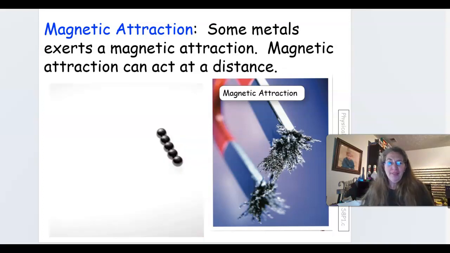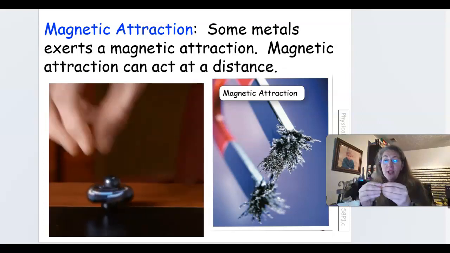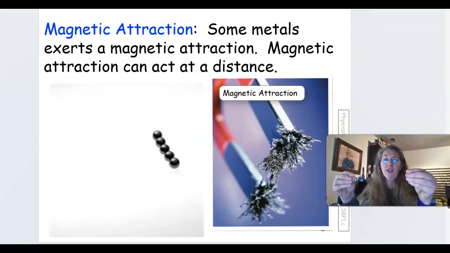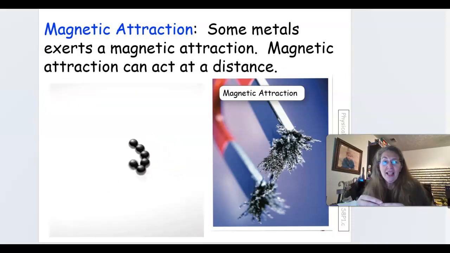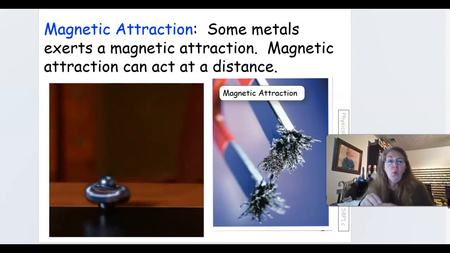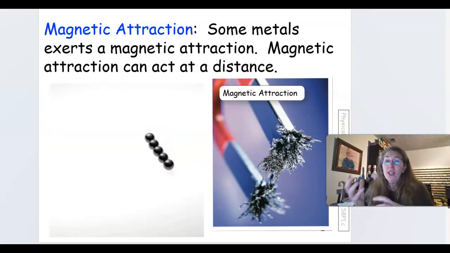Magnetic attraction. So we all know about magnets, that if we take the positive end and put it next to the positive end of another one, it's going to repel. And we know if we take the positive and the negative and put them together, they're going to attract. So some metals, some rocks, will have this ability to attract things based on these positive and negative charges.